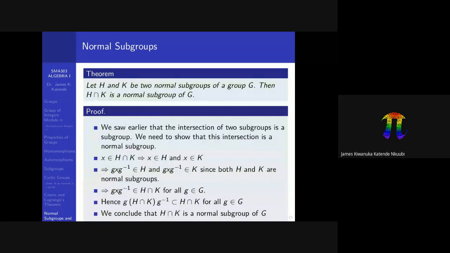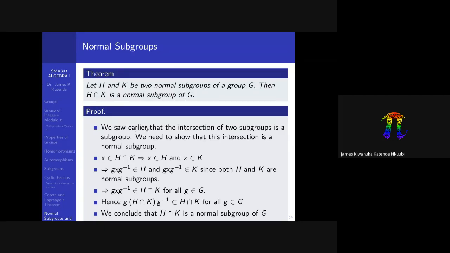So here is a theorem that shows us how to obtain more normal subgroups. If you have two normal subgroups, you can obtain another normal subgroup by getting the intersection of the two normal subgroups. So if H and K are two normal subgroups, then the intersection is also a normal subgroup.